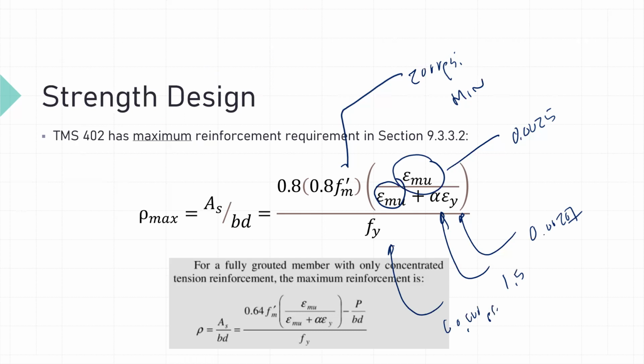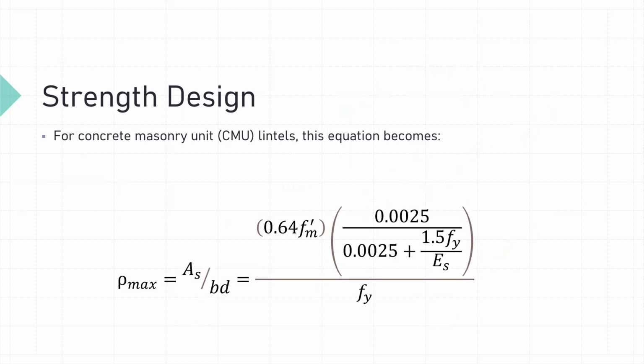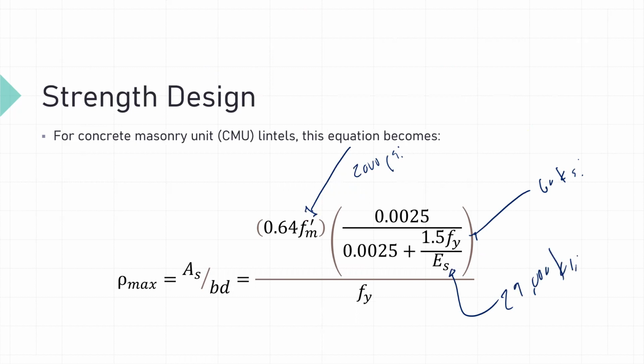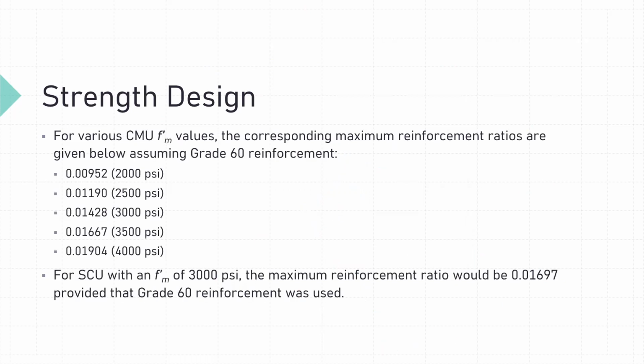And so if we wanted to rewrite it in terms of stresses and our modulus of elasticity, we can do that pretty straightforwardly here. So 2000 psi, we know 0.0025 for concrete masonry. Again, our yield stress 60 ksi or 60,000 psi, modulus of elasticity 29,000 ksi or 29 million psi. And again, our yield stress here is usually going to be 60 ksi. So pretty easy for us to solve for this rho max, or maximum reinforcement ratio. And I've calculated it for you below here.